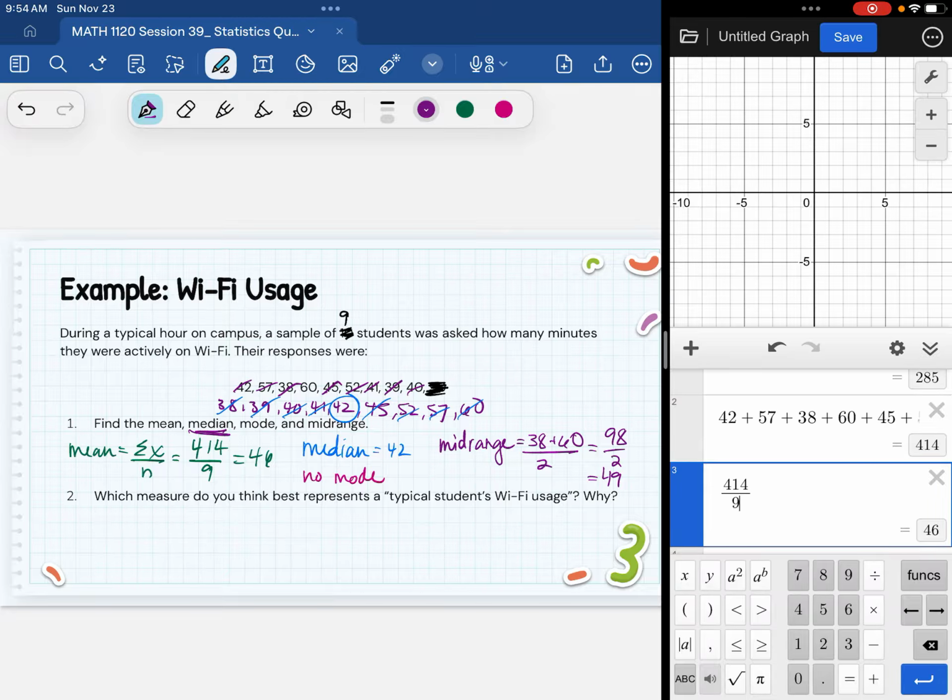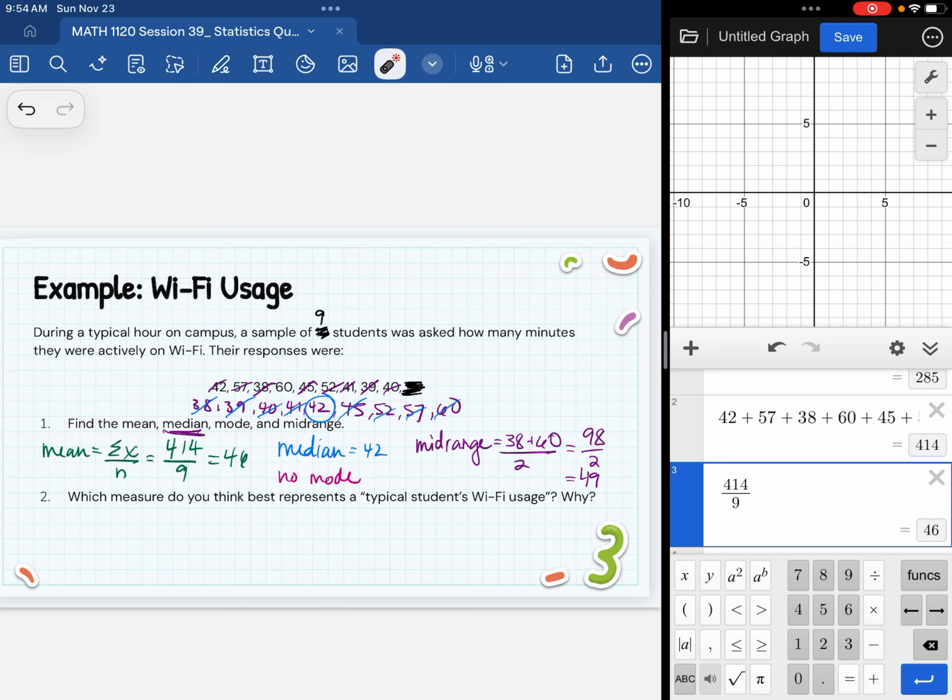I want you to stop and reflect on which measure you think best represents a typical student's Wi-Fi usage and why. Use that information that we talked about on the previous couple of slides and come up with a response. You'll also be asked in your exit ticket, which is posted on Blackboard, to close out the lesson there, which you will receive points for. So please make sure that you go on there and participate in that exit ticket.